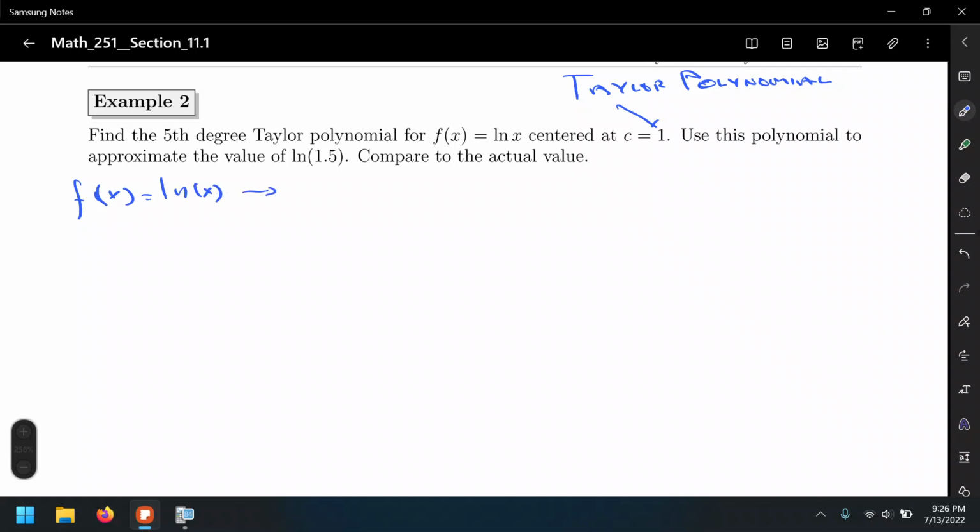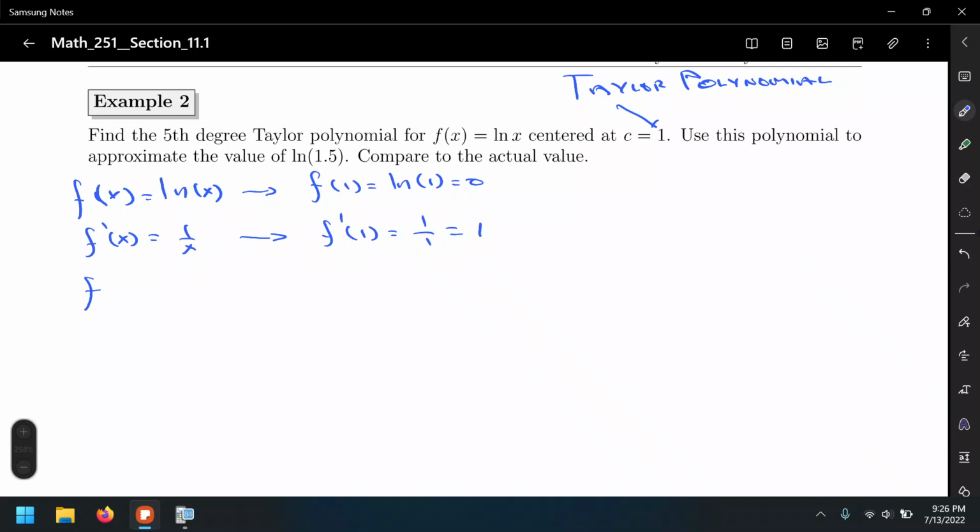And then evaluate the function at 1. That is f of 1 equals ln of 1, which is 0. Take the derivative of ln x, that's 1 over x. Evaluate f prime at 1. 1 over 1 equals 1.